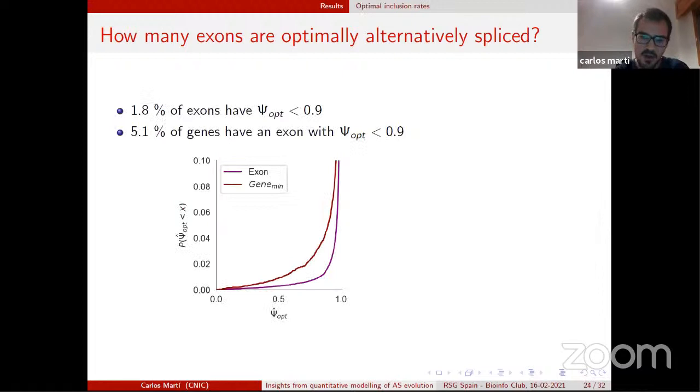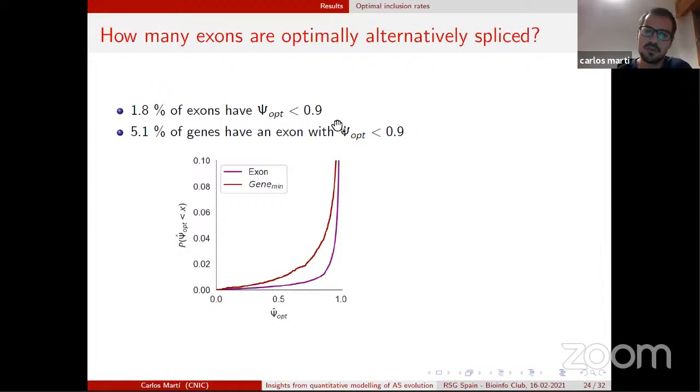So here in this graph, I'm showing you the cumulative distribution for the optimal inclusion rates across the whole set of exons that we included in our analysis in purple, and also the minimal optimal inclusion rate across the exons for each gene. So from this type of analysis, what we see is that there are only about 2% of exons that have an optimal inclusion rate below 0.9. There are few exons that are selected to be spliced at low rates. And this corresponds to about 5% of the genes in our dataset.